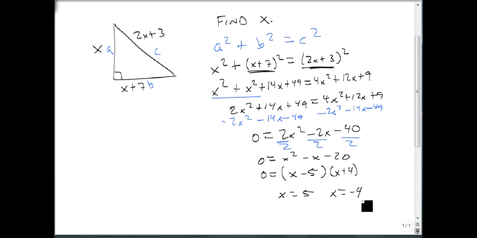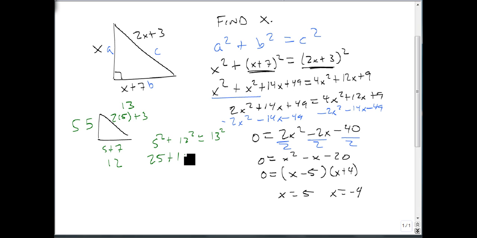Now, as we're looking at this, we need to go back and check our answer. So we're going to plug 5 in. If we plug in 5, we get 5 and 5 plus 7 and 2 times 5 plus 3, or 5, 12, and 13. Those all make sense, plus 5 squared plus 12 squared does in fact equal 13 squared. 25 plus 144 equals 169, 169 equals 169. So we've made sure we did our work right, and we've figured out that 5 works for x.